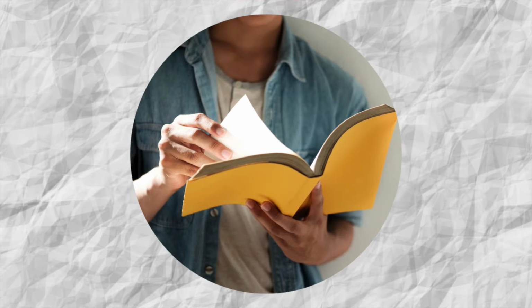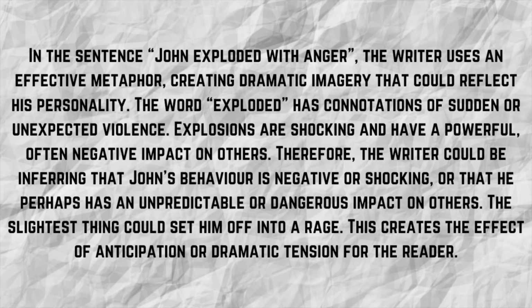For example, you are given a paragraph to read that has the sentence, "John exploded with anger." You could write a concise paragraph like this. In the sentence, "John exploded with anger," the writer uses an effective metaphor, creating dramatic imagery that could reflect his personality. The word exploded has connotations of sudden or unexpected violence. Explosions are shocking and have a powerful, often negative impact on others. Therefore, the writer could be inferring that John's behaviour is negative or shocking, or that he perhaps has an unpredictable or dangerous impact on others. The slightest thing could set him off into a rage. This creates the effect of anticipation or dramatic tension for the reader.